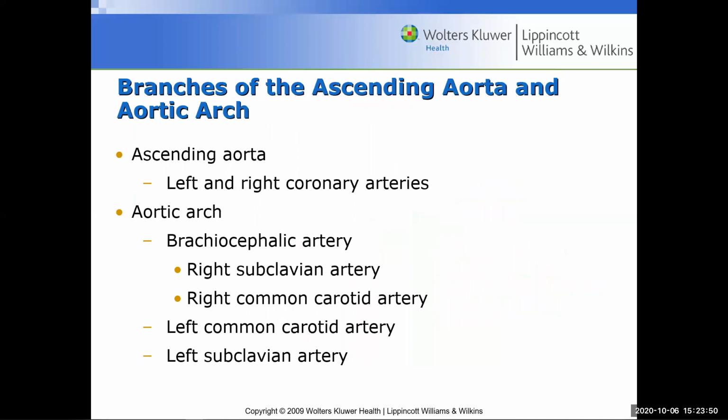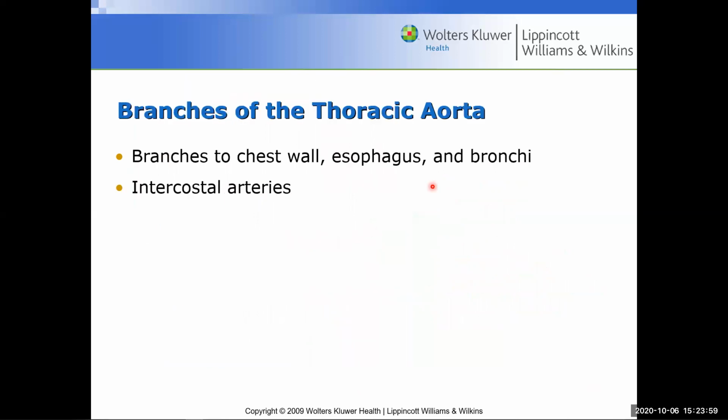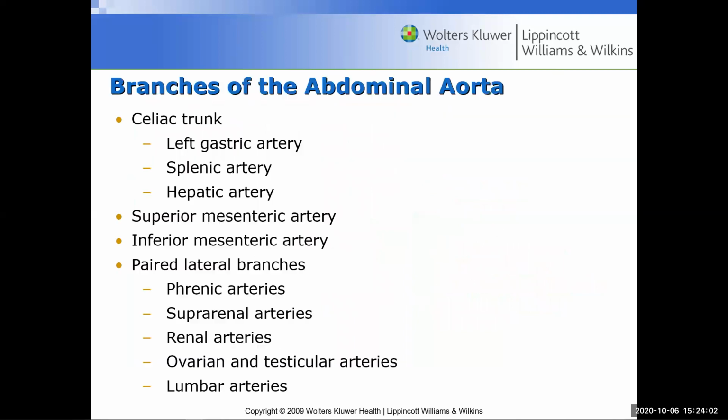Okay, so just talking of them in terms of the ascending aorta and the aortic arch, those you'll have to know, pay attention. The branches of the thoracic aorta, you'll have to know those as well. And of course, the branches of the abdominal aorta: left gastric, splenic, and hepatic. Of course, you also need to know these: lumbar, ovarian, and testicular, and or, because it's either one or the other, renal, suprarenal, supra is above, and then the phrenic arteries.